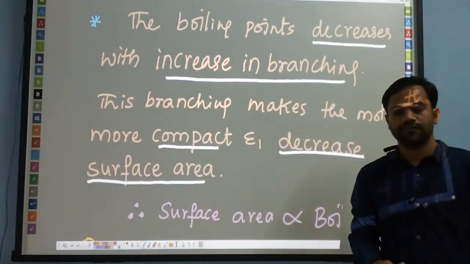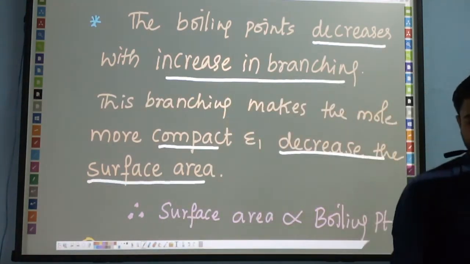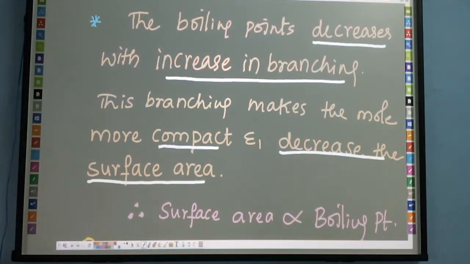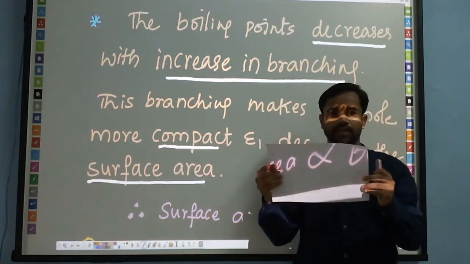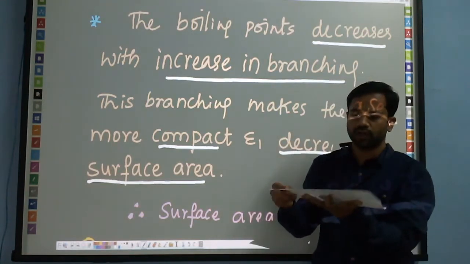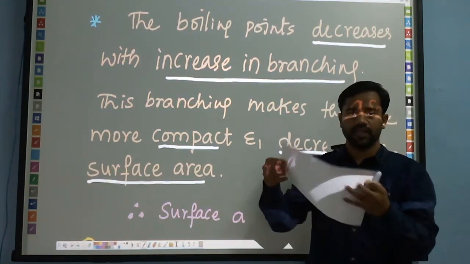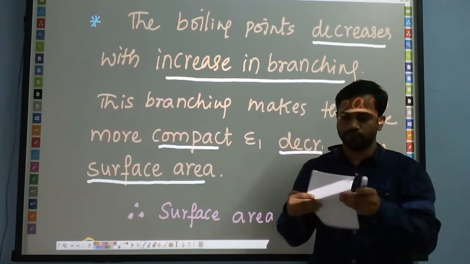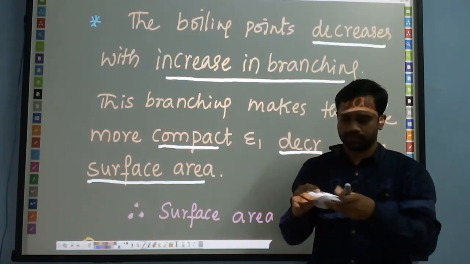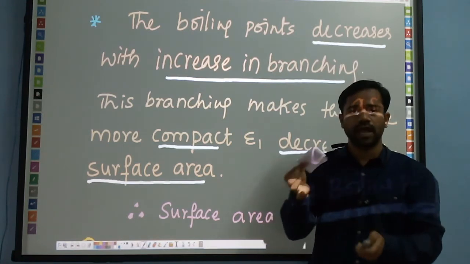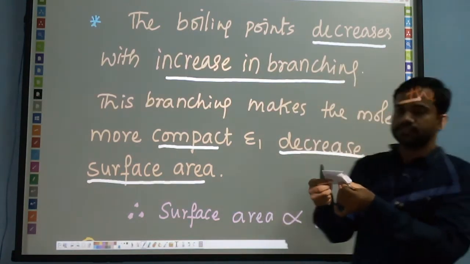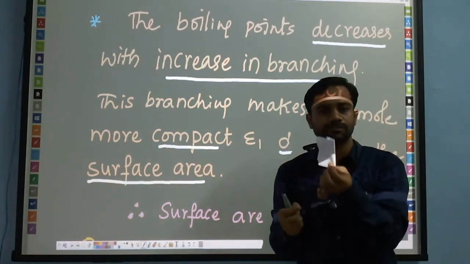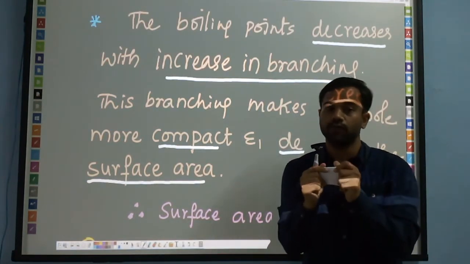Decreases the surface area. If I take any paper, okay, there is some paper here, it's going to cover a large surface area. If I fold it up, now it's more compact and the surface area decreases. Now this surface area has been decreased. Why? Because I folded it up.